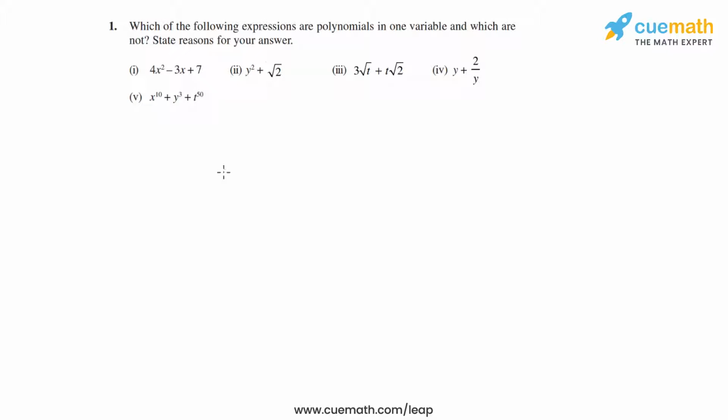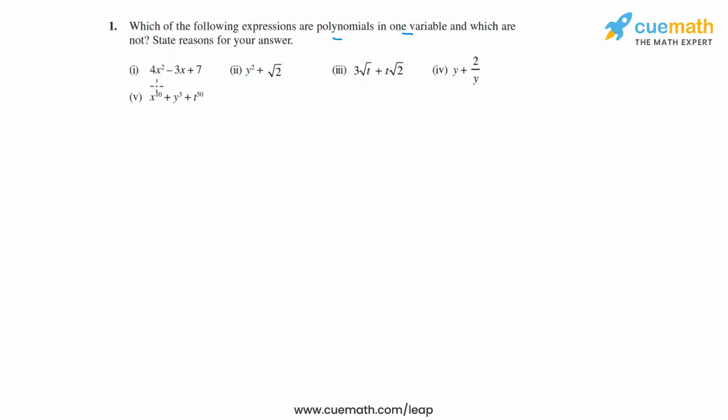So here's the first question of this exercise. Which of the following expressions are polynomials in one variable and which are not? State reasons for your answer. So remember that for an expression to be a polynomial, the powers of the variables have to be non-negative integers.